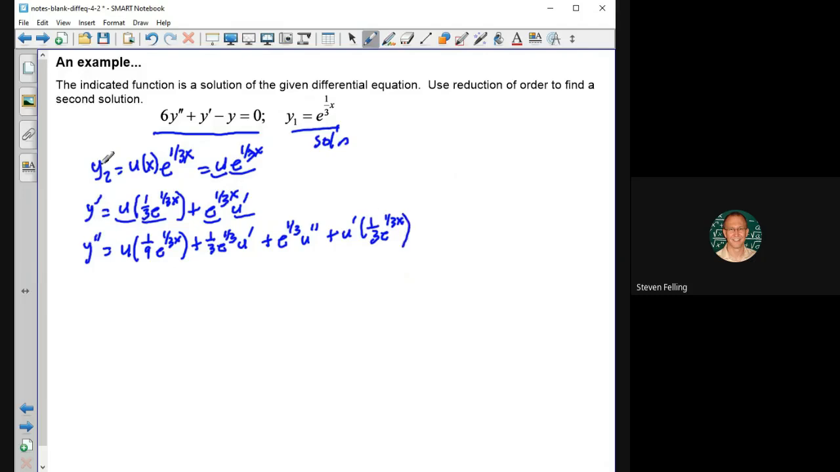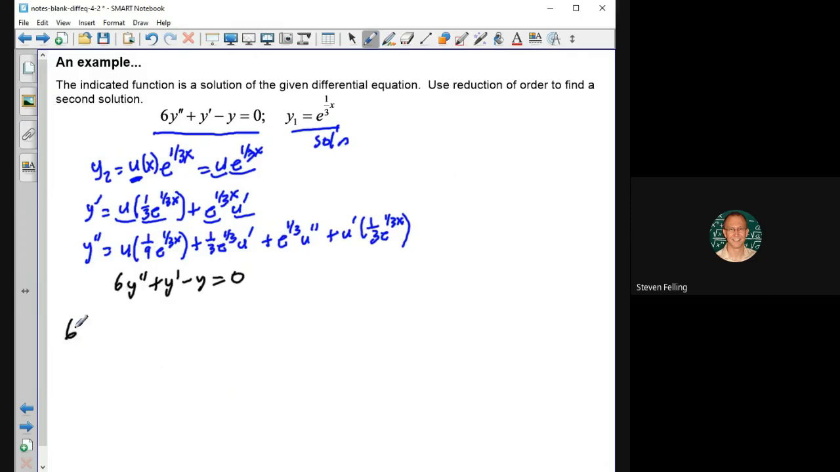So the next thing is, once we've computed this, we postulated this new function u times the first solution to produce a new solution. We take the derivatives. Then we're going to substitute that into the differential equation. So the differential equation is 6y double prime plus y prime minus y equals 0. So if this is a solution, then that has to make this equation true. So I'm going to plug this in. So it's going to be 6 times all of this.